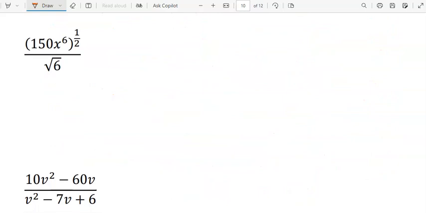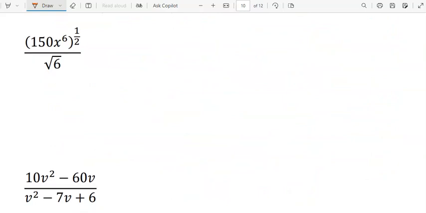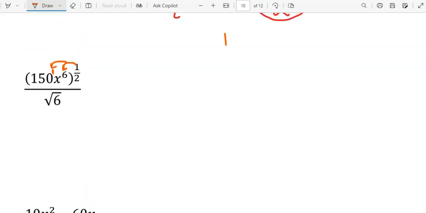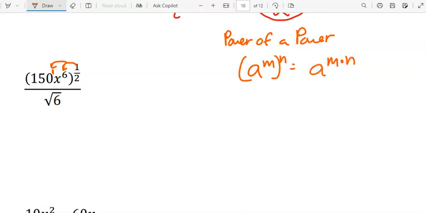Let's look at the next one. So we have a 1/2 as an exponent on the outside. 150 really has an exponent of 1. This could be a power of a power: a to the m to the n equals a to the m times n. So I give you 150 to the 1/2, x to the 6 over 2, and then the square root of 6 is 6 to the 1/2.